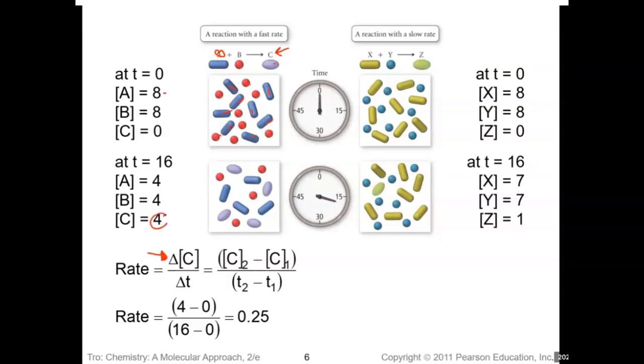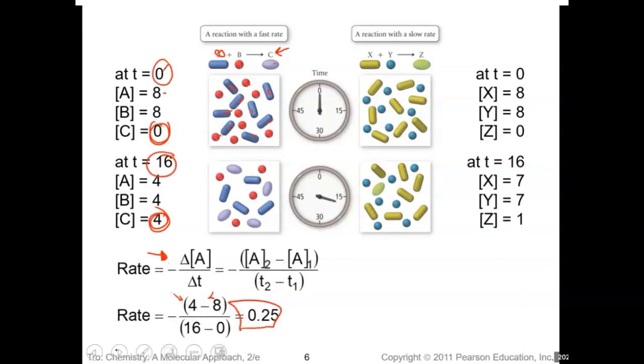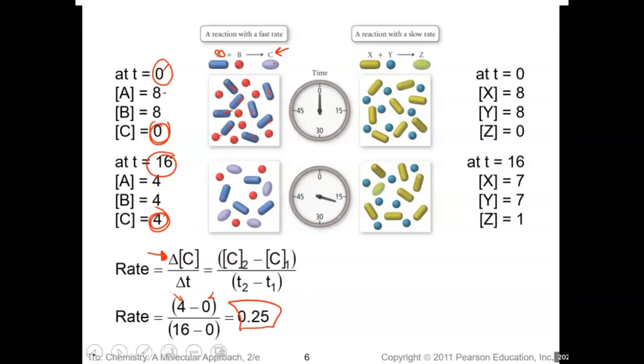So we ended at 4. We started at 0. So 4 minus 0, and our time is 16 minus 0. So our rate is 0.25. Now, let me go back. So remember, this is with regards to our product.